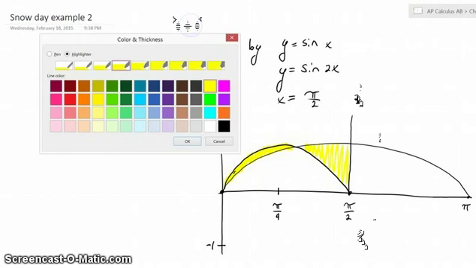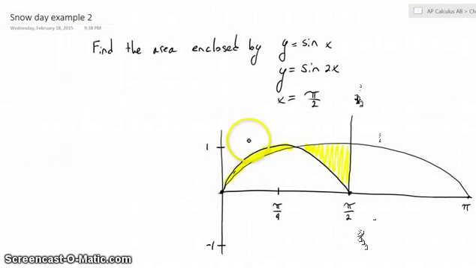In this situation, we're going to have to break the integral up into two parts because in this case, our top function is sine 2x and our bottom function is sine of x. And then once we hit this intersection point here, they change places. So our top function is sine x and our bottom function is sine 2x. So we're going to want to do this integral twice. We need to figure out where this intersection is taking place. And that's going to be the next tricky part.